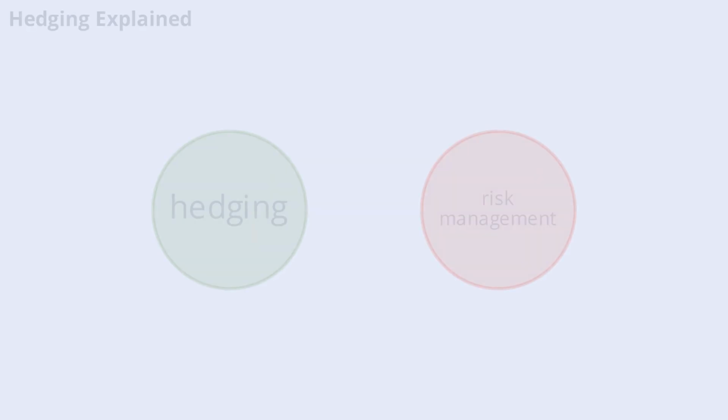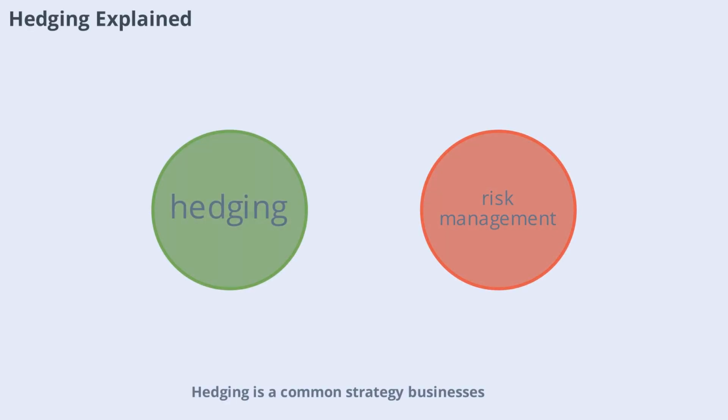Hedging is a common strategy businesses use to protect against exchange rate fluctuations. By entering into contracts that fix the exchange rate for future transactions, companies can avoid unexpected losses. This is especially important for exporters and importers dealing with large sums of money. Hedging provides stability and helps businesses focus on their core operations without worrying about currency swings.